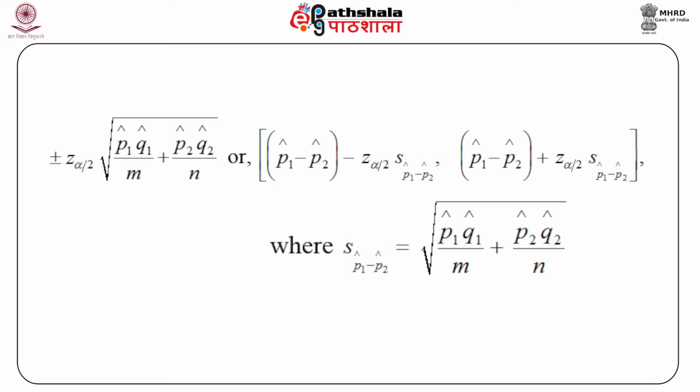Or it could also be written as P1 hat minus P2 hat minus Z alpha by 2 into S P1 hat minus P2 hat. This P1 hat P2 hat is in the subscript, which means we are talking about the standard deviation or the standard error of P1 hat minus P2 hat. And the other extreme, the upper value, is P1 hat minus P2 hat plus Z alpha by 2 into S P1 hat minus P2 hat, where S P1 hat minus P2 hat is equal to under root of P1 hat Q1 hat by m plus P2 hat Q2 hat by n.